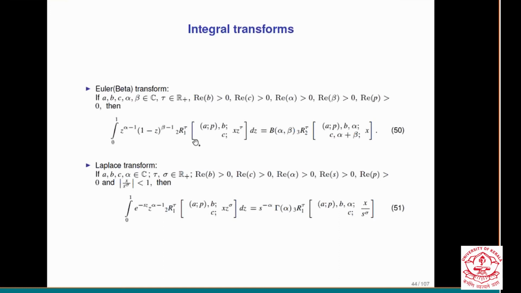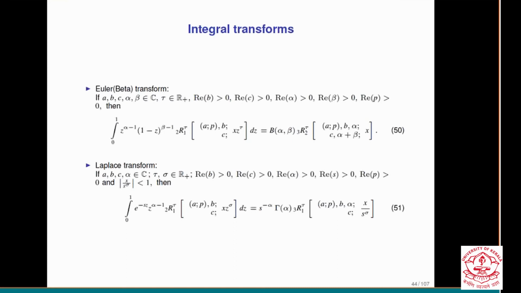And our function is this. Finally, it can be written as a 3R2 series. This is number 50. And here this is a Laplace transform, and one can also obtain the Laplace transform. The condition we have to impose is that the modulus of x upon x to the power sigma is less than 1.